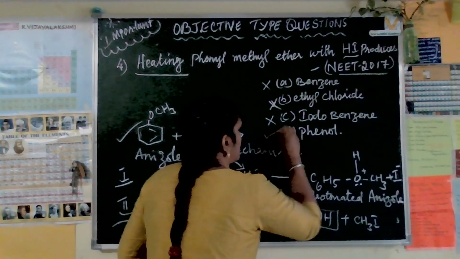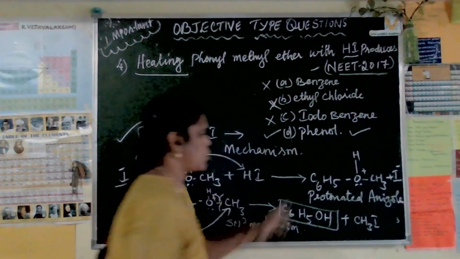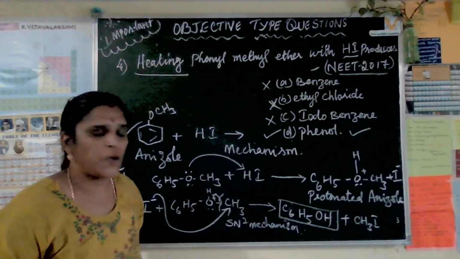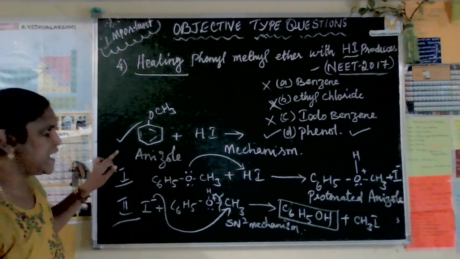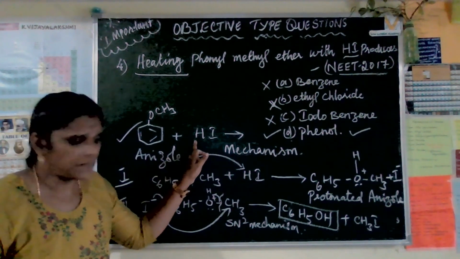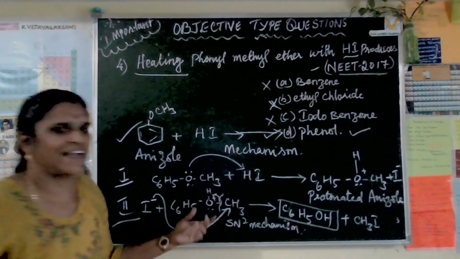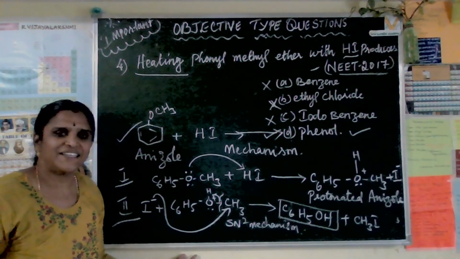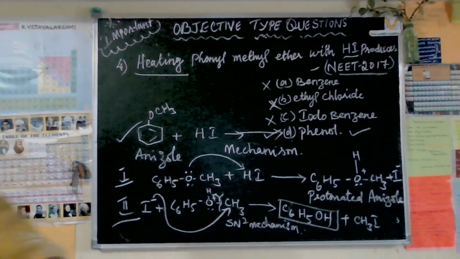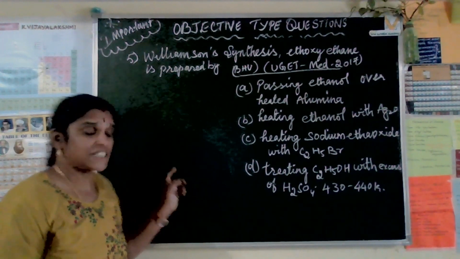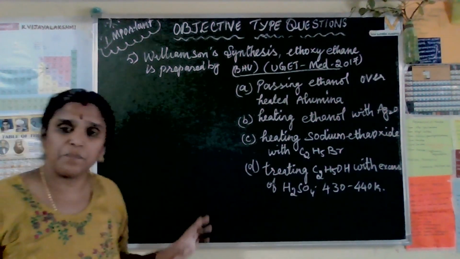So which is the correct option? B is the correct option. This is phenol. So anisole reacts with hydrogen iodide and you get phenol. They have given a straight answer. Hope you're clear with this. The next question is really simple but somewhat important.